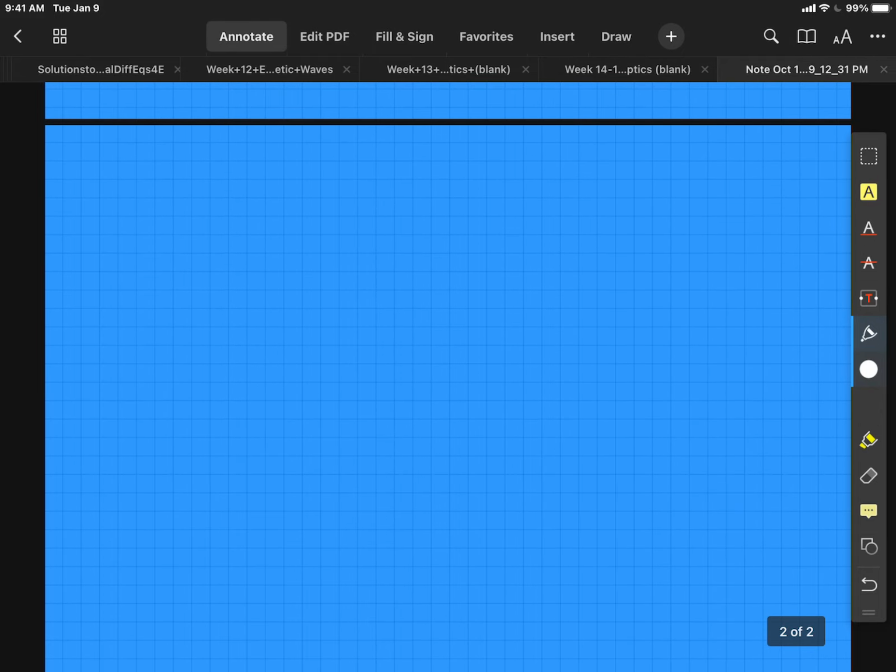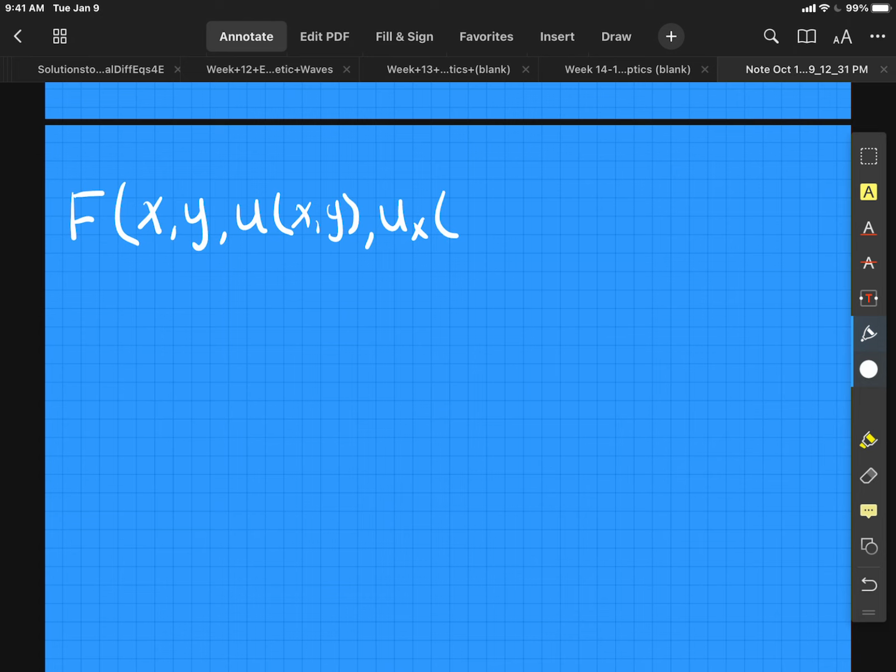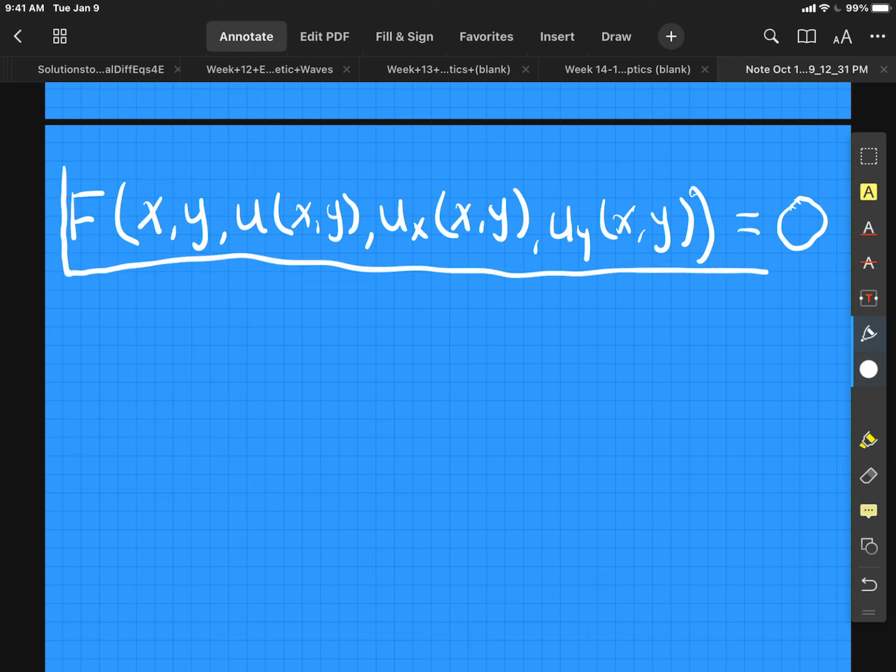In general, however, a PDE can be written as, and this is going to be a rather chunky function, but let's see if we can get it all in one line. So that's x, y, and then u, u_x, u_y, and so on, however many variables you're going to need. And typically we set this equal to 0. And this is important because typically this is how PDEs are set up.